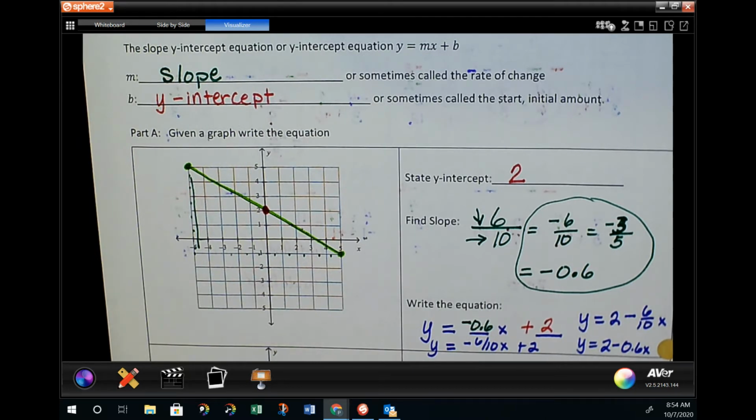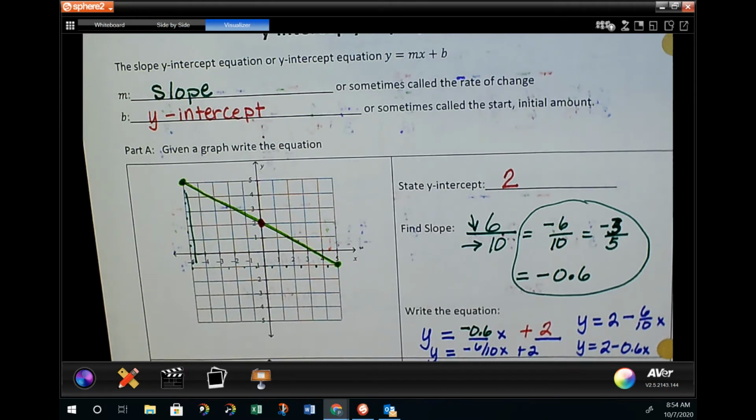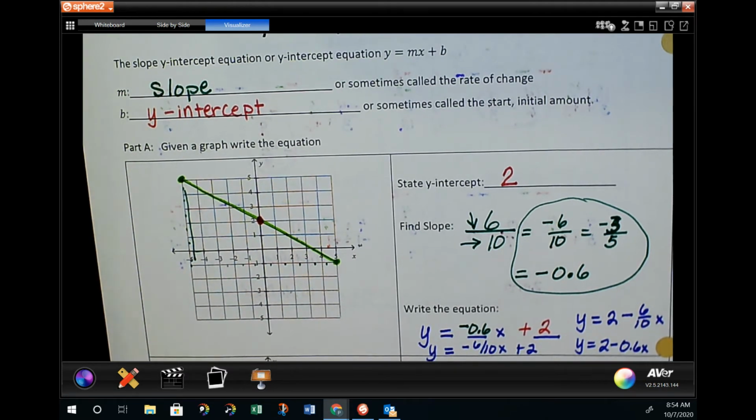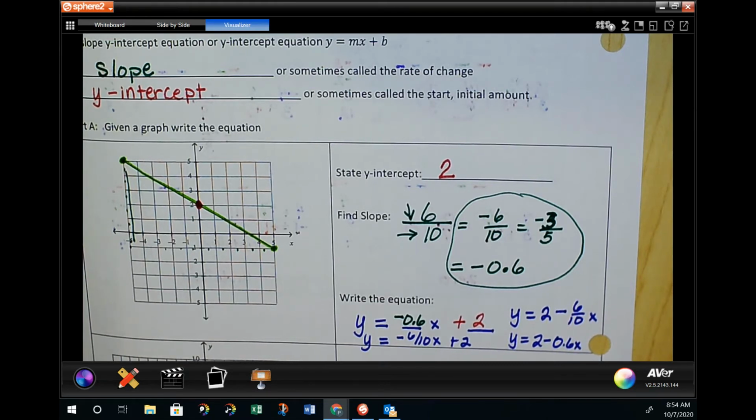So your 3 different forms that you can all do are: y is equal to 6/5 x minus 4. Y is equal to 12/10 x minus 4. Or you can put the y-intercept in front. So y is equal to -4 plus 1.2x. Y is equal to -4 plus 6/5 x. Or y is equal to -4 plus 12/10 x.